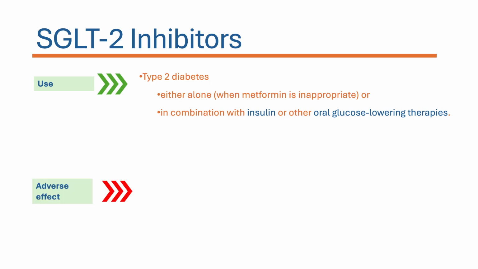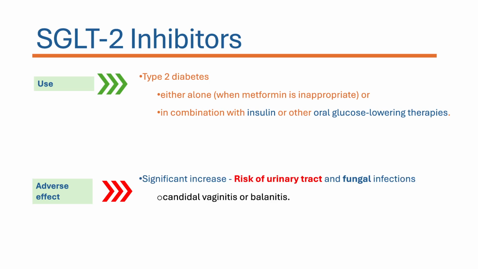So what are the adverse effects? The very specific important adverse effect of SGLT2 inhibitors is, since glucose is excreted through the urine, the patients will be at significantly increased risk of getting urinary tract infection and fungal infections, especially candidal vaginitis and balanitis.